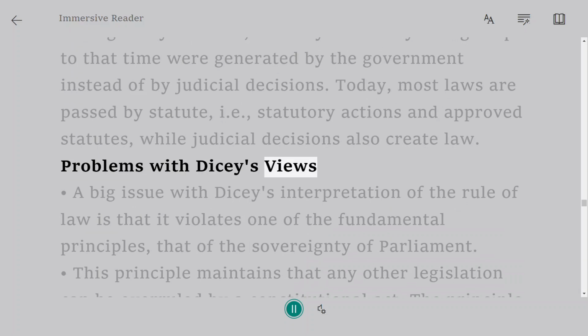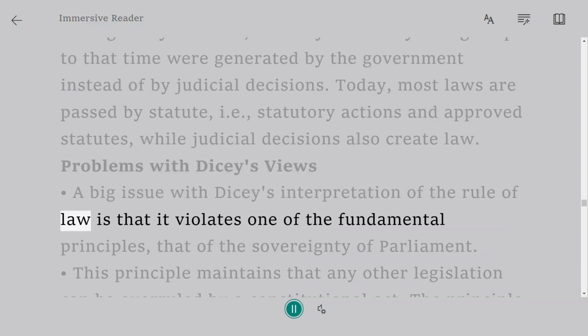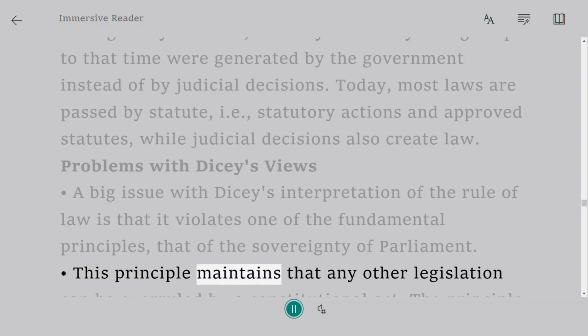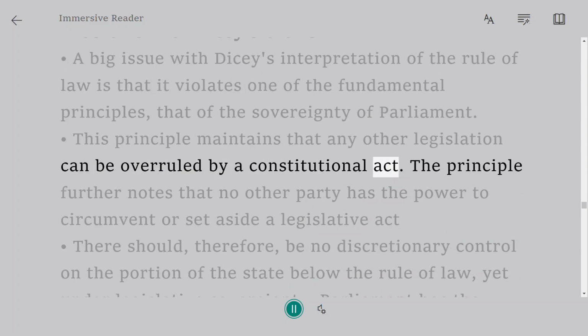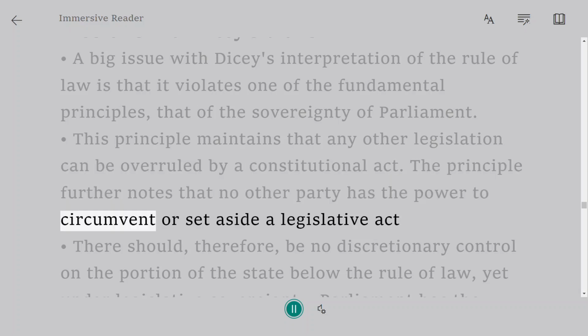Problems with Dicey's views. A big issue with Dicey's interpretation of the rule of law is that it violates one of the fundamental principles, that of the sovereignty of Parliament. This principle maintains that any other legislation can be overruled by a constitutional act. The principle further notes that no other party has the power to circumvent or set aside a legislative act.